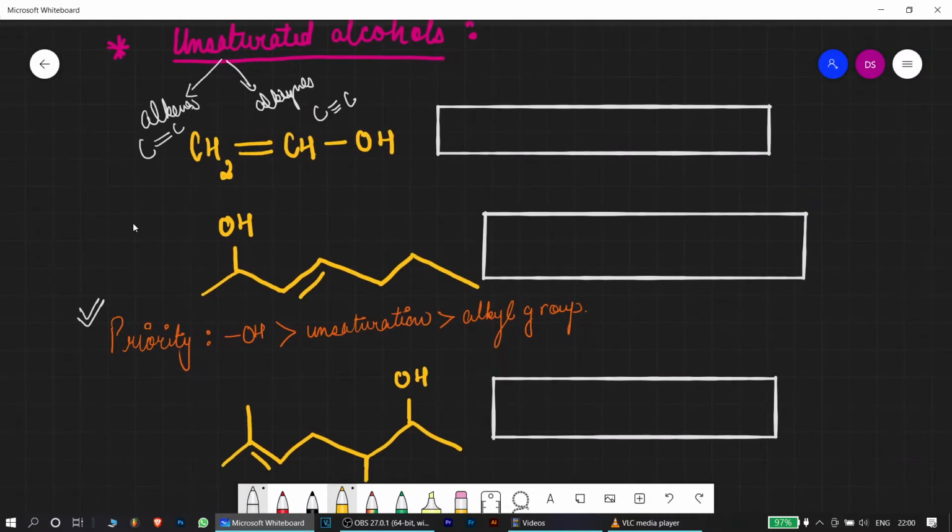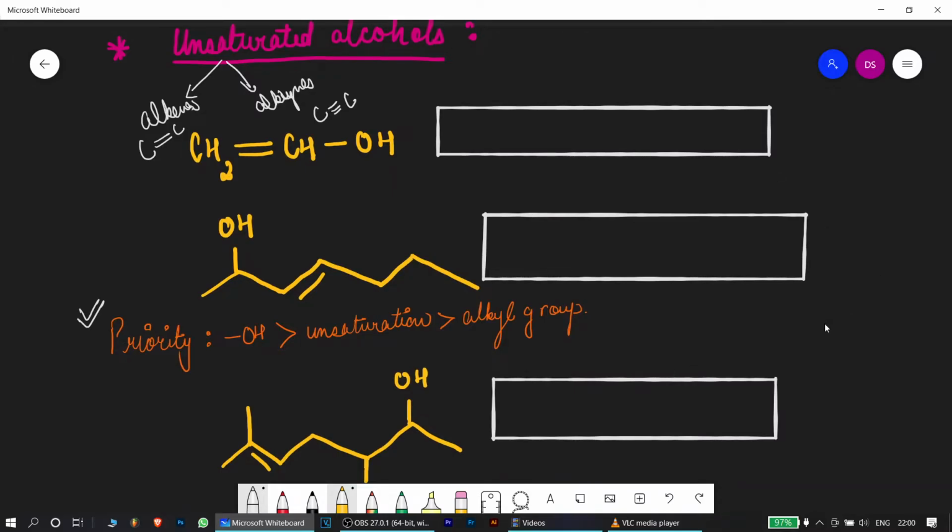So the priority, as I've already told you, between the functional group and the alkyl group, the functional group is given the maximum priority, then the unsaturation, and then the alkyl group or any branching for that matter, right? So here if you see, there are two ways of giving the number to this chain. It could be 1 or 2, or it could be 1 or 2. But here we can see if we follow this naming system, then alcohol will get the second position. If we follow this one, then alcohol will get the first position. So we are going to prefer this one, right? So this we are going to avoid.